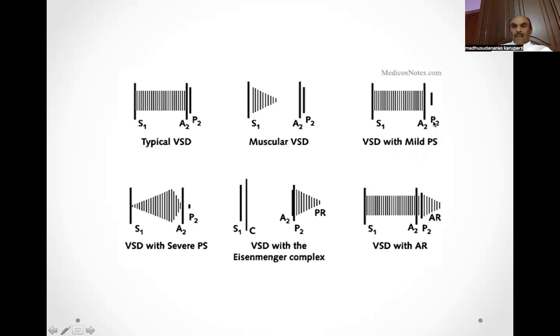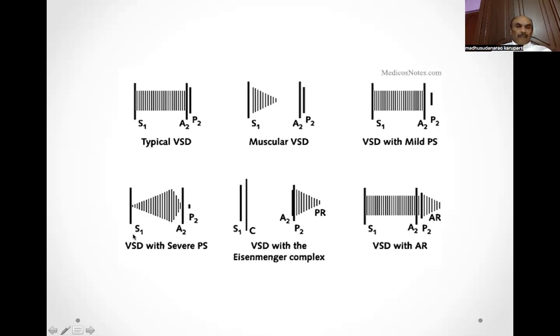See, here there is pansystolic murmur, P2 is heard later than the aortic component of the second heart sound. There is a little more gap between the A2 and P2 because of the delayed closure of the pulmonic valve due to pulmonary stenosis.